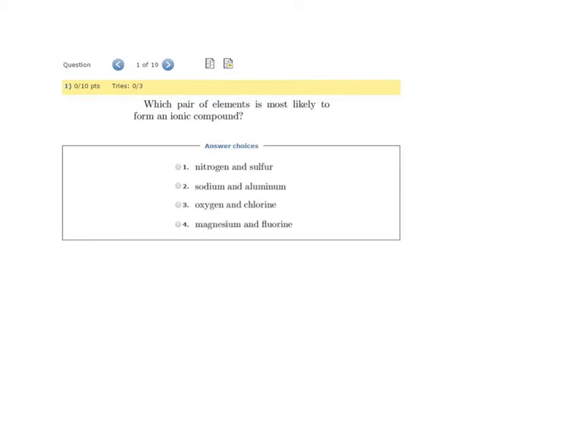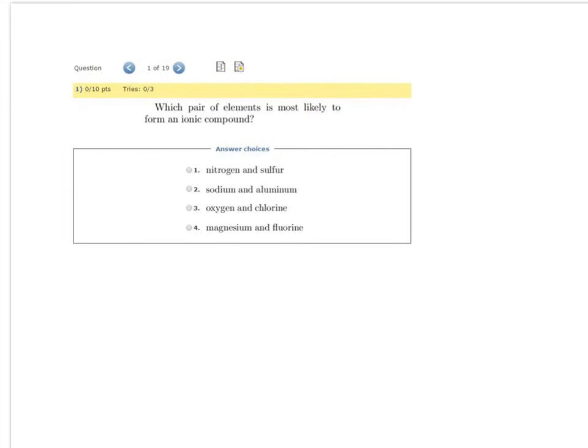and the only case where that is true in this question is when magnesium and fluorine are bonded, because all these other ones are nonmetals and nonmetals. So the correct answer here is number 4.